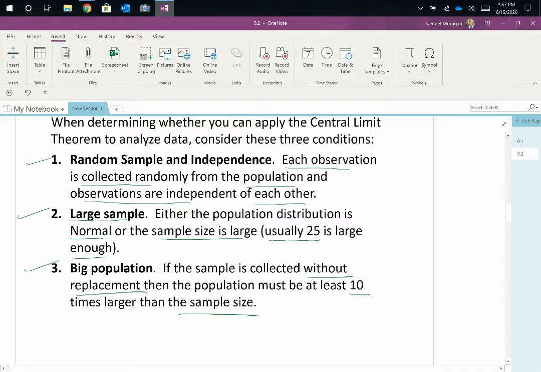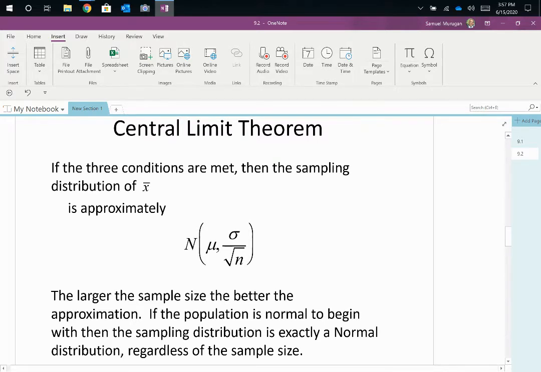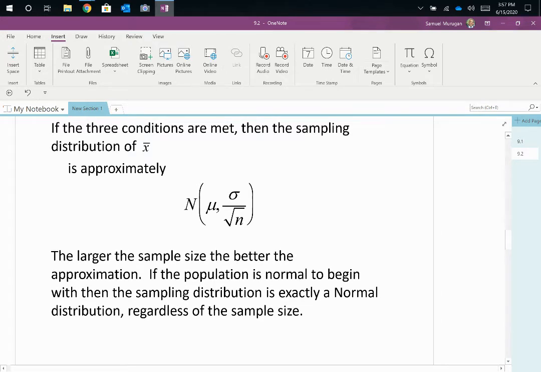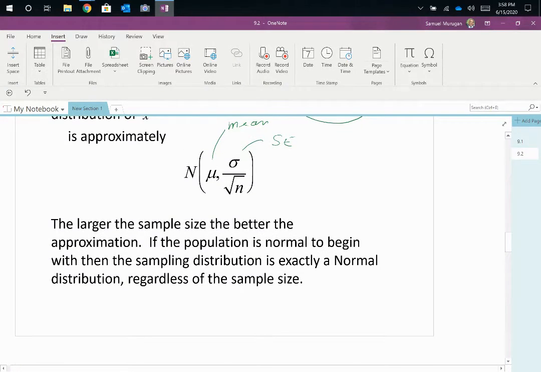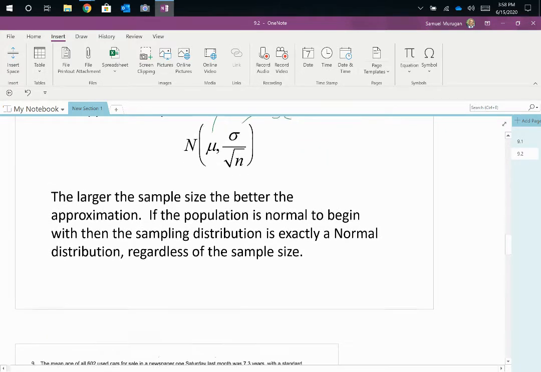It's very important for these conditions to be met. Okay? For the central limit theorem, it simply says if the three conditions are met, then the sampling distribution is approximately normal with mean mu and standard deviation sigma over the square root of n. Remember, this is the mean, and this is the standard error, because we're talking about sampling, okay? The larger the sample size, the better the approximation. If the population is normal to begin with, then the sampling distribution is exactly a normal distribution regardless of the sample size.